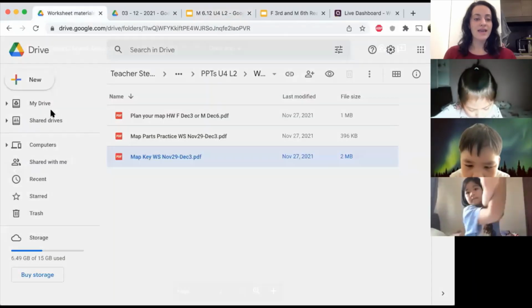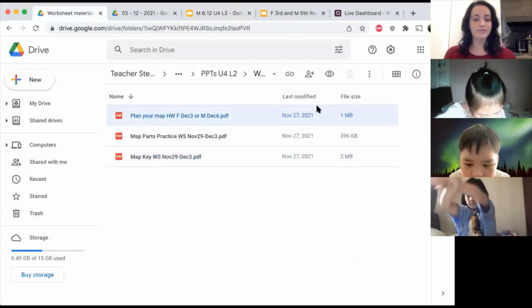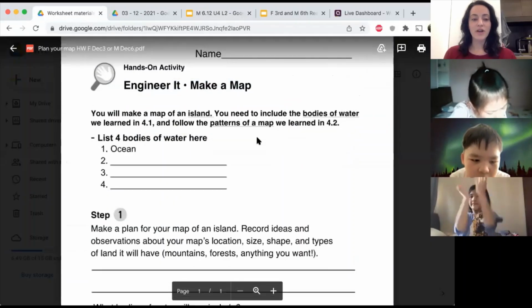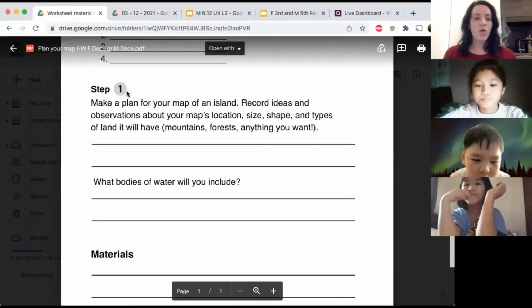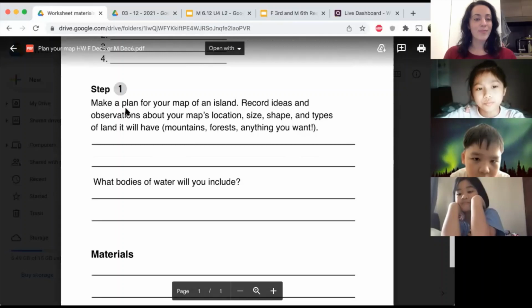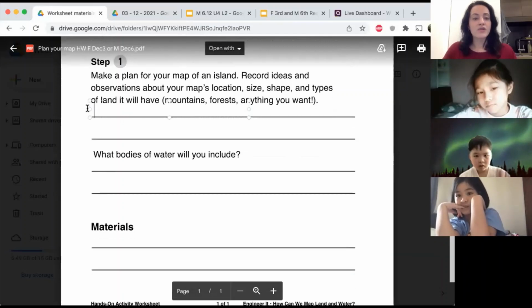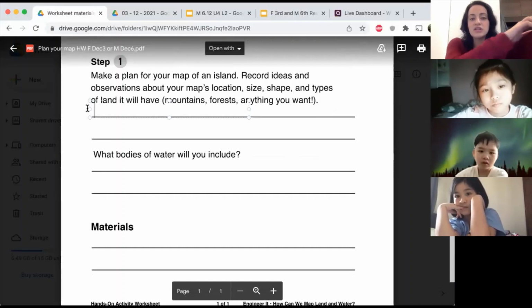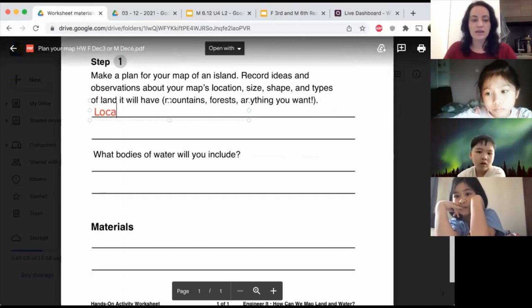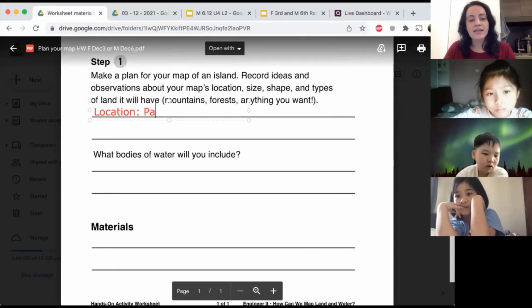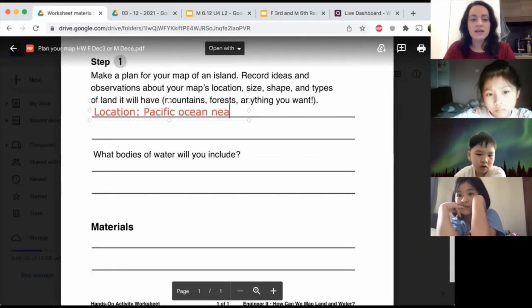And secondly, I will do an example of your homework. You are planning your map. Step 1, make a plan for your map of an island. Record ideas and observations about your map's location. Location, I want mine in the Pacific Ocean near Hawaii.